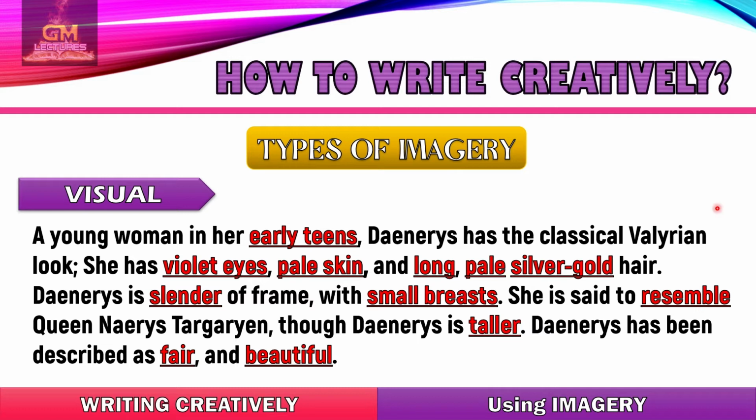If we are going to observe, we have all these words or all these adjectives that would describe how a person would physically look like, such as violet eyes, pale skin, long pale silver gold hair, slender, fair, and beautiful. So all these words or all these adjectives are examples of visual imagery because they give the readers an idea of how a certain character, for this instance Daenerys Targaryen, would look like.